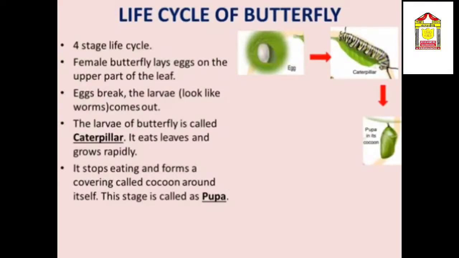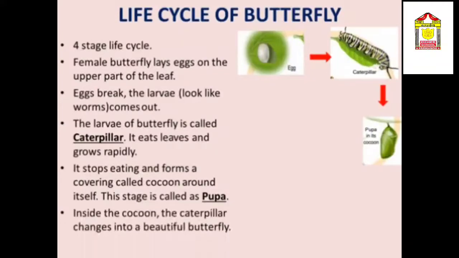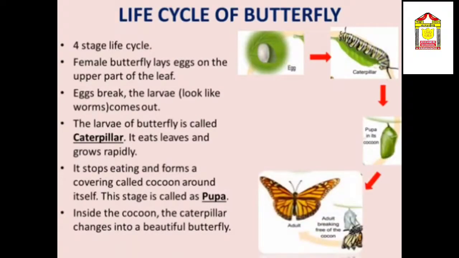This stage is the resting stage. Ye iski resting stage hoti hai. Aur jo caterpillar hota hai, larval stage, wo iski eating stage hoti hai. So the caterpillar eats, and when the pupa forms, it stops eating. Inside the cocoon, the caterpillar changes into a beautiful butterfly. Cocoon ke baad caterpillar kis mein convert ho jata hai? Beautiful butterfly mein. So this is all about the life cycle of a butterfly.